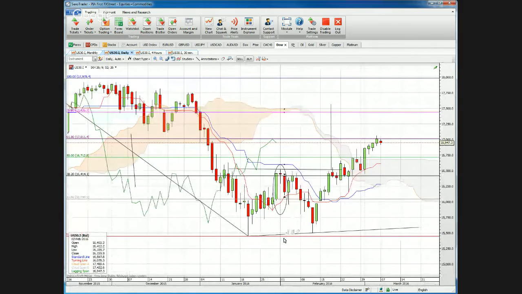One of the formations we looked at on the Dow and picked up between January and February was a double bottom. A double bottom can be classed when two major moves, very similar to each other, have a similar low. The low here was 15,450. The low here was 15,500. So it's only a difference of 50 ticks. When you consider that the average move in the Dow is 150, 200 points a day, 50 points isn't a lot.